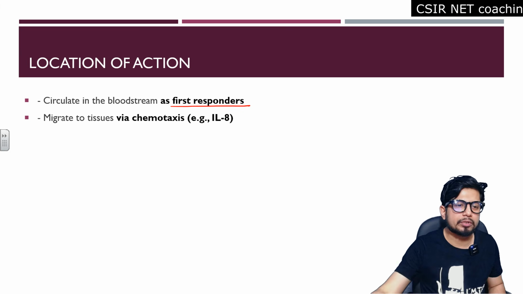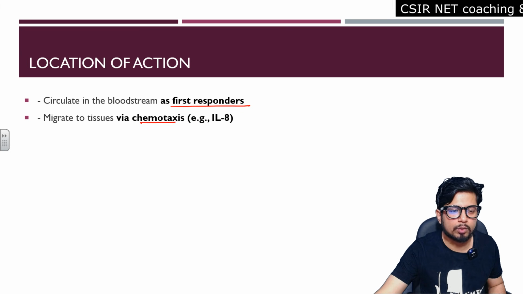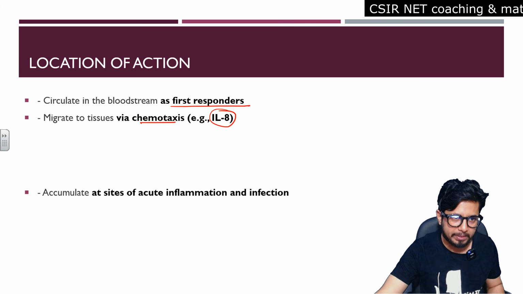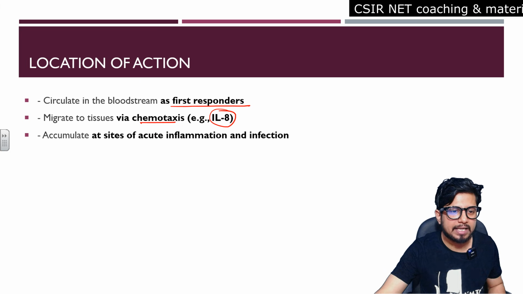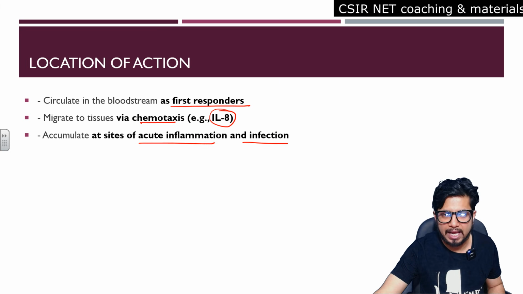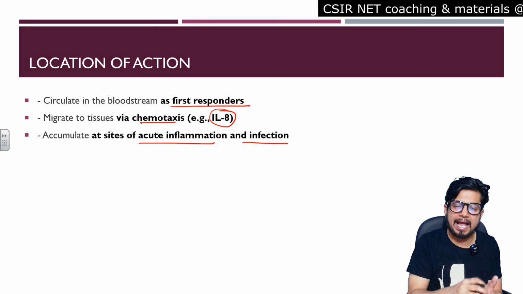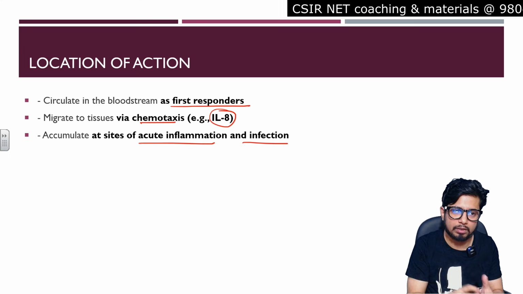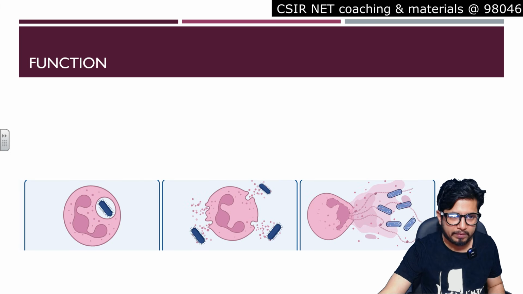They migrate to tissue via chemotaxis, and the chemotaxis is driven by interleukin 8. They accumulate at sites of acute inflammation and infection. If any acute inflammation is going on due to infection, there the neutrophils will be very much active.